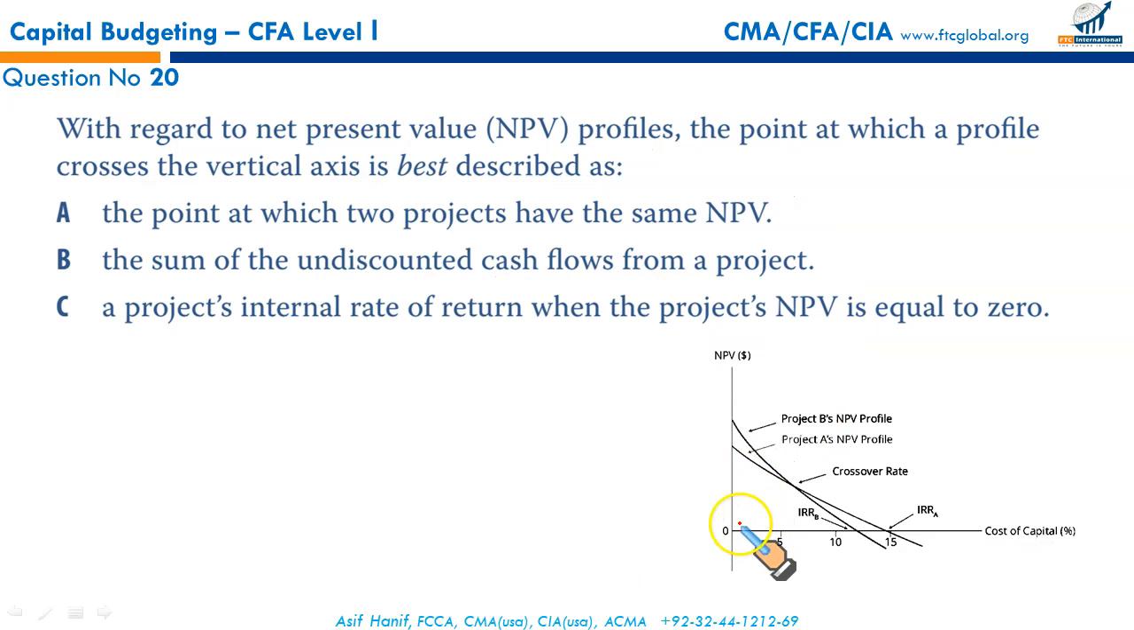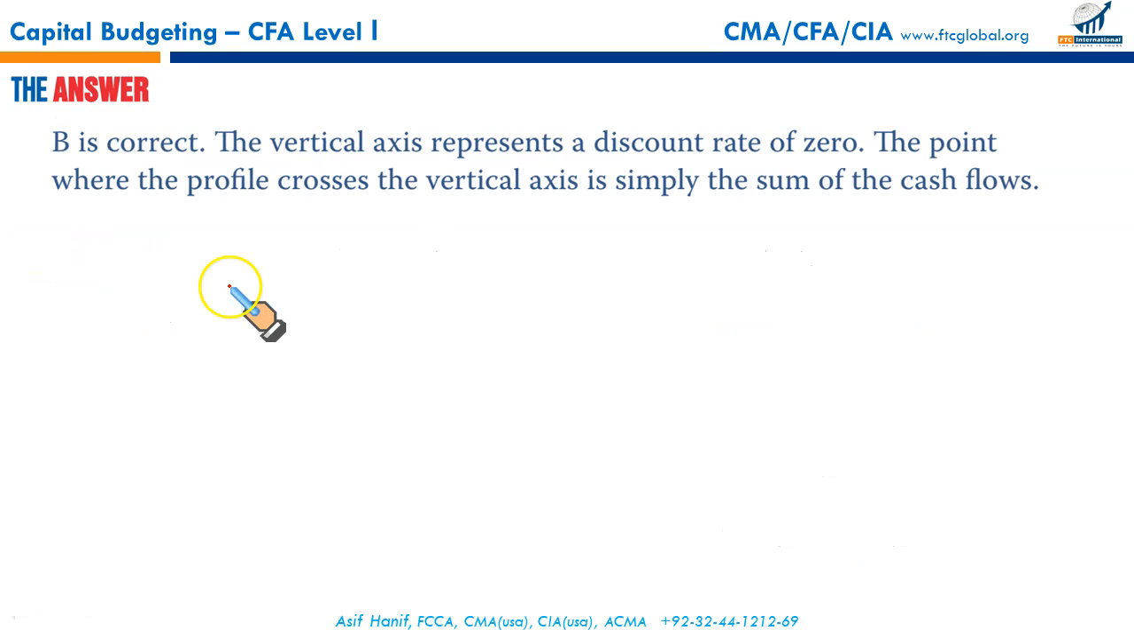As you keep on increasing the discount rate, NPV starts falling. A point will come when the NPV becomes 0. This point where the NPV becomes 0 is IRR. Remember, where it cuts the x-axis intercept, this is called the IRR. Where it cuts the y-axis, that's the sum of the undiscounted future cash flows. So that makes B the correct option.